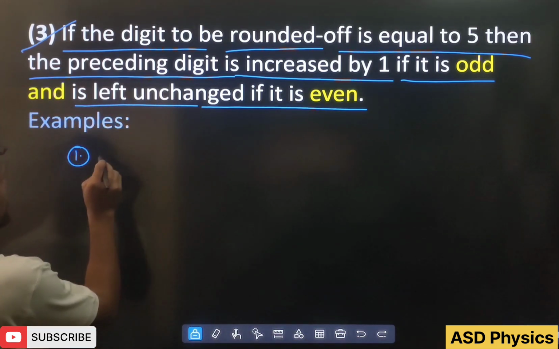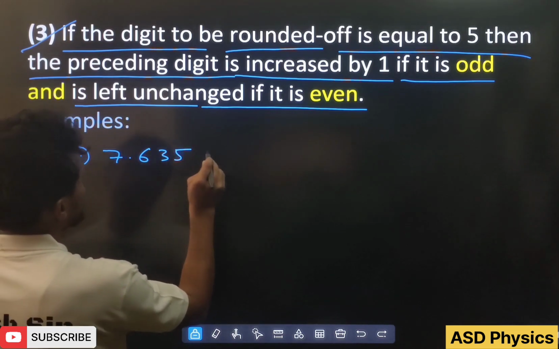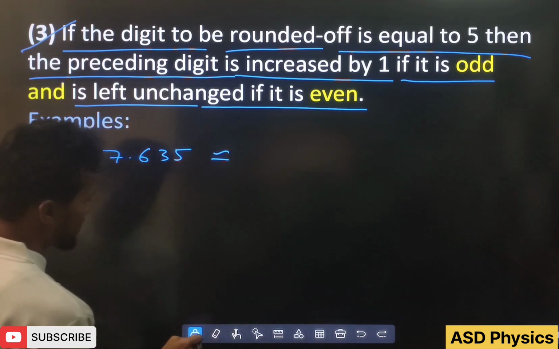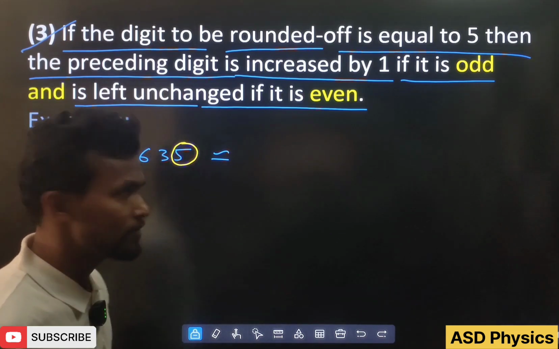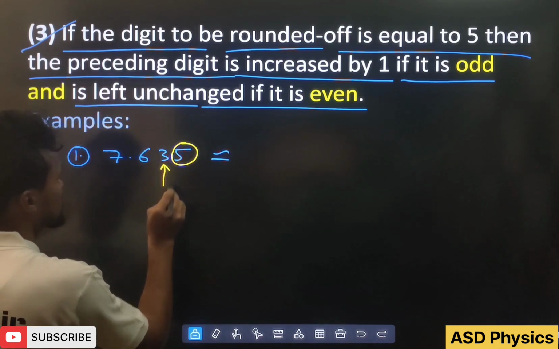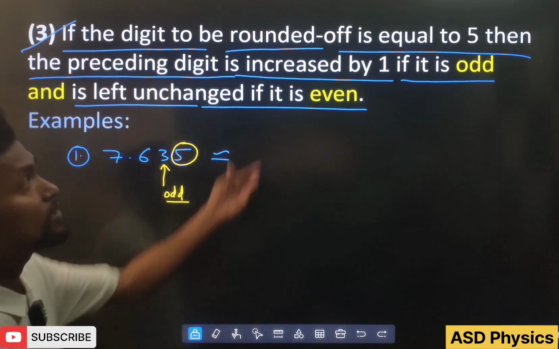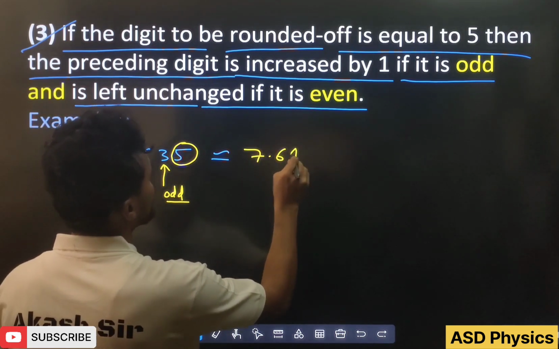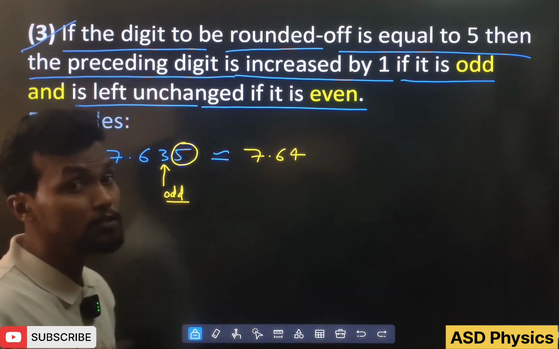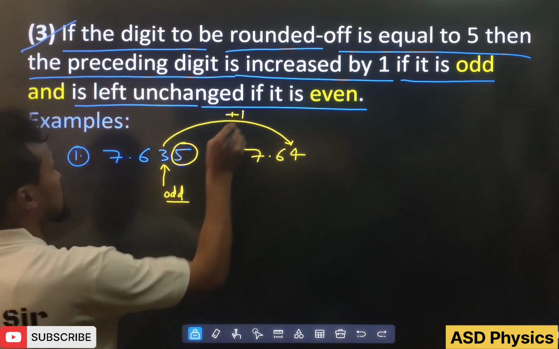First example I am taking, let's take for example 7.635. Here, kindly see, this uncertain digit is equal to 5. Then we will check the preceding digit. This is odd. So when it is odd, it will be increased by 1. So it will become 7.64. This 3 will become 4, increased by 1.